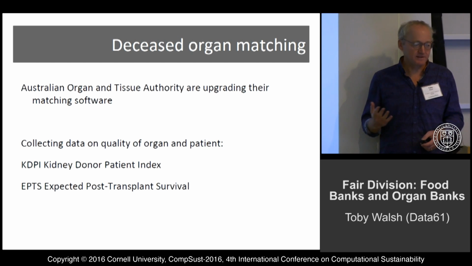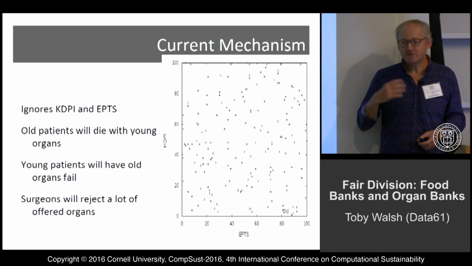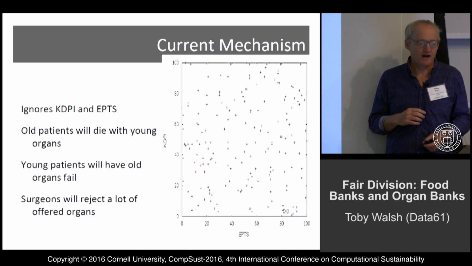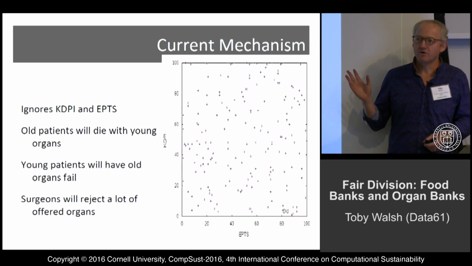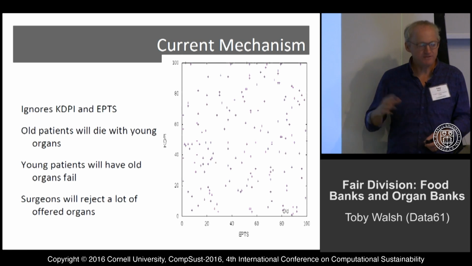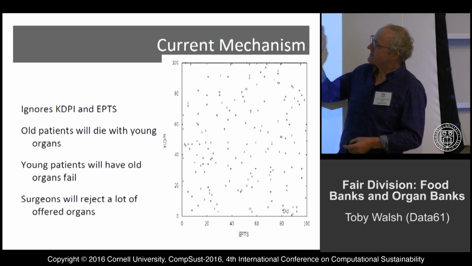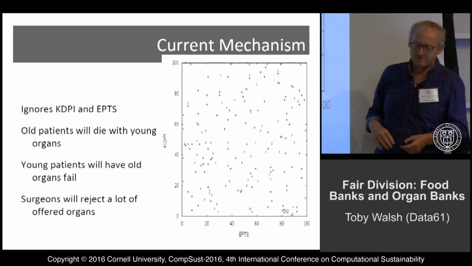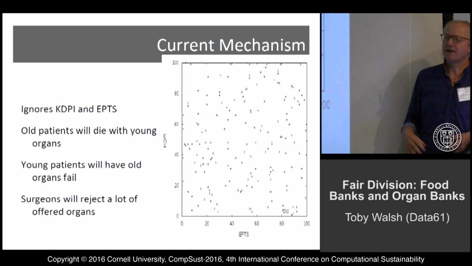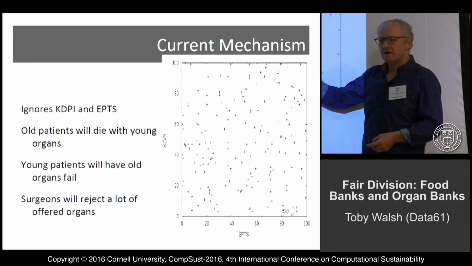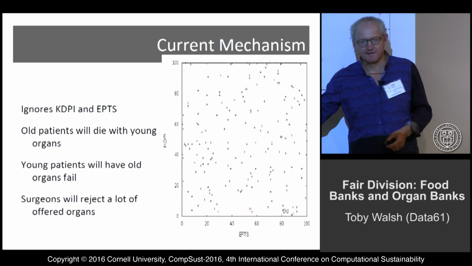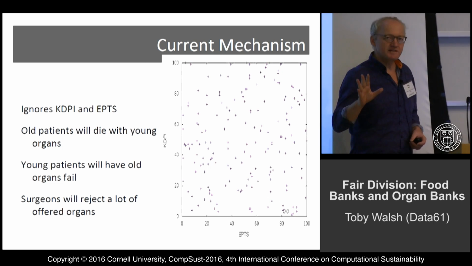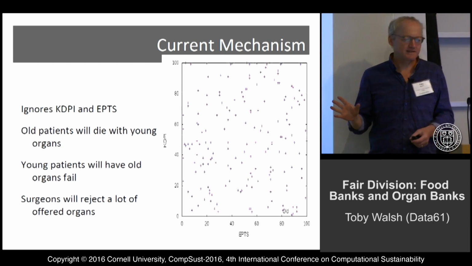So at the moment, what happens? Well, once you've found a compatible blood and tissue type, they completely ignore the age of the patient and the age of the organ. And so this is a scatter plot. On the x-axis, you've got the age of the organ, and the y-axis, the age of the patient. Oh, no, the other way around. But anyway, it doesn't matter. There's no correlation because they ignore it in doing the matching. And this is bad from a medical perspective.